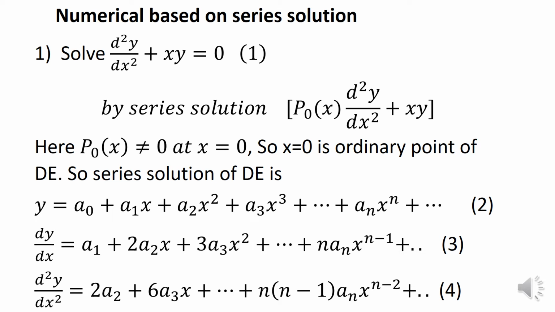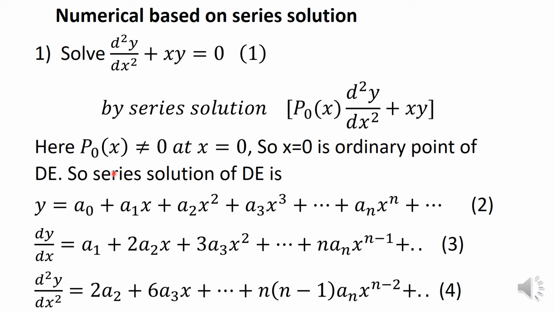I will discuss here. So you compare this differential equation: this is p0(x) d²y/dx² + xy = 0. Now here you can see, if you compare the two, p0(x) is basically equal to 1, so it is not equal to 0 at x = 0. So it means x = 0 is an ordinary point. An ordinary point is solved with the help of the series solution. That's why I have written it here.